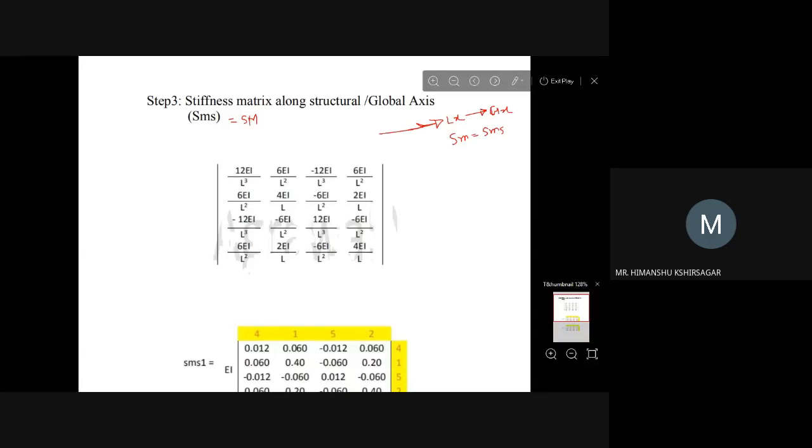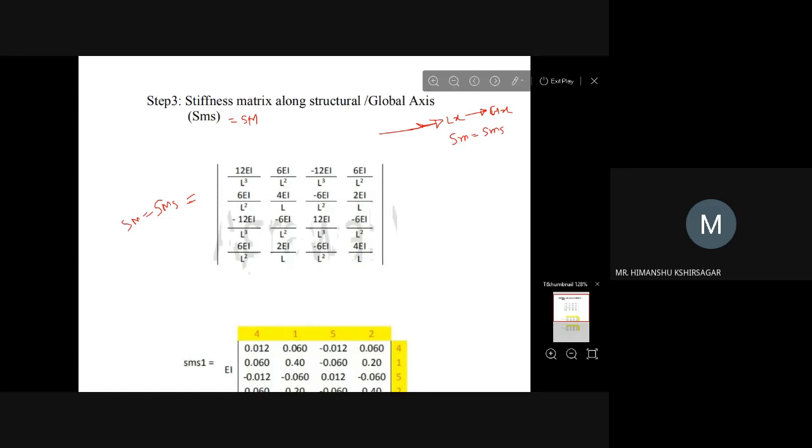Okay, so this is a general derivation. SMS is equal to SM. We derived this in the last class, and this matrix you have to learn. Okay, so that is the general derivation matrix: 12EI by L cube, 6EI by L square, minus 12EI by L cube, 6EI by L square. So accordingly, we will assemble the SMS matrix.